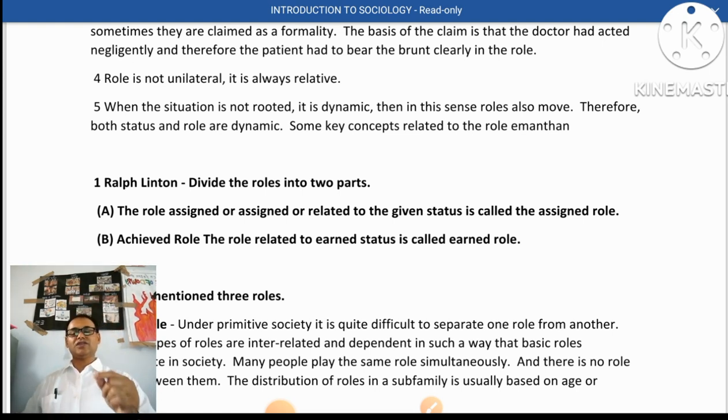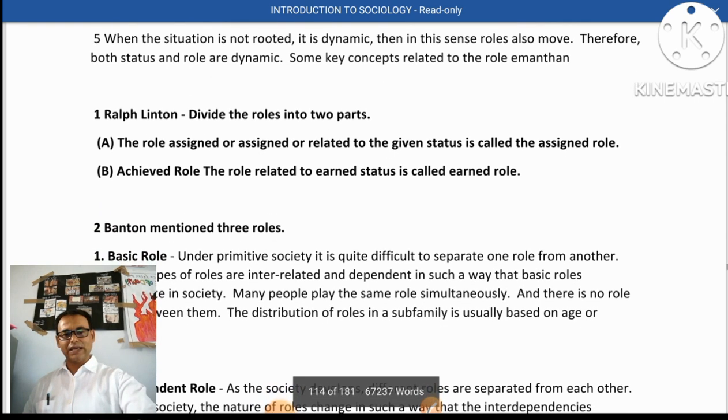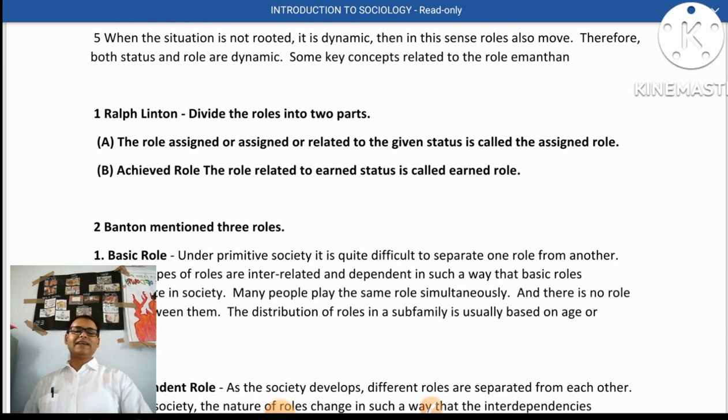When the status is not rooted, it is dynamic. Then in this sense, role also moves. Therefore, both status and role are dynamic. Some key concepts related to the role. Ralph Linton divided the role into two parts.